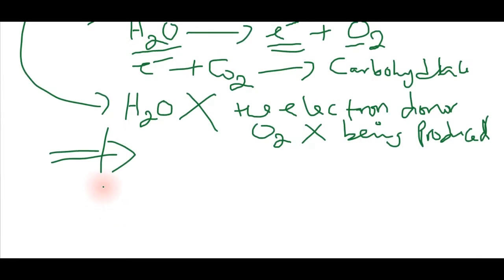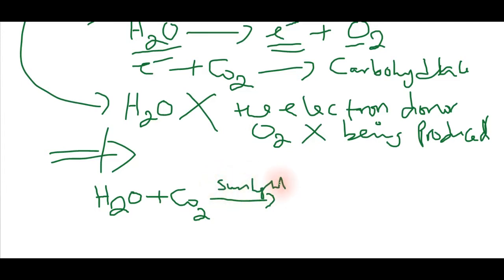So, in oxygenic photosynthesis, we have water. We actually combine with carbon dioxide, sunlight, in order to produce carbohydrate, plus oxygen, plus water.